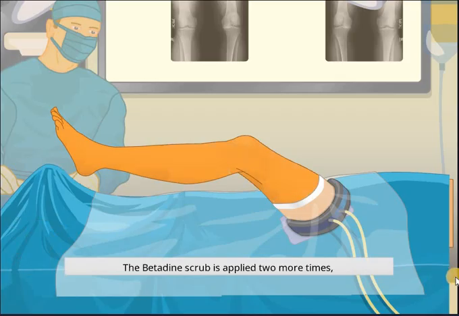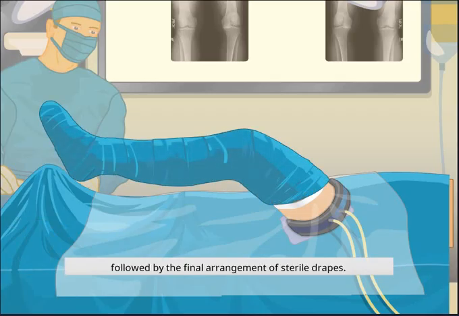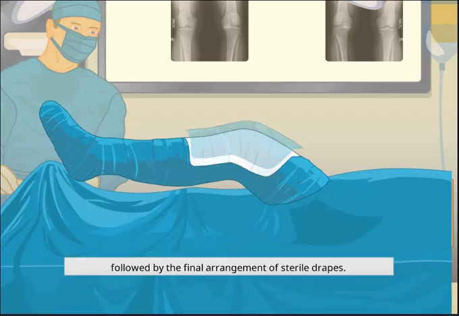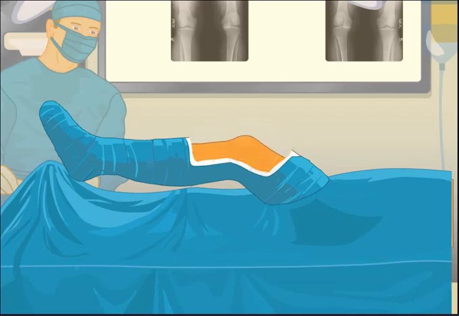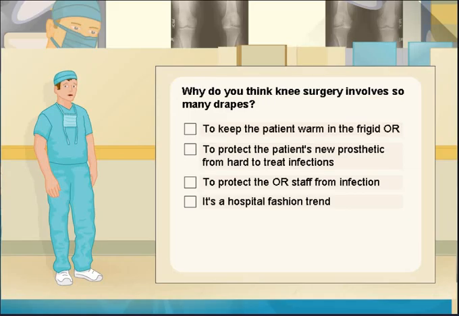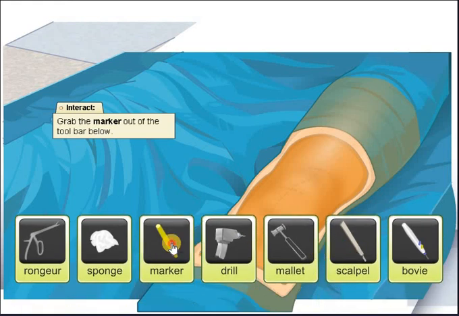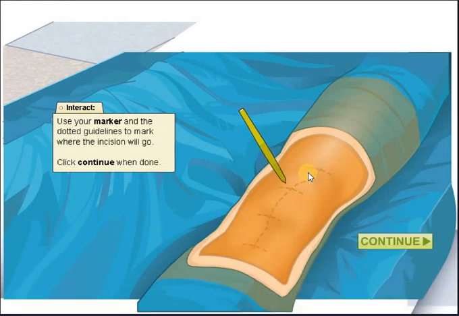The betadine scrub is applied 2 more times, followed by the final arrangement of sterile drapes. Why do you think knee surgery involves so many drapes? Good work. Use the sterile marker to draw the location for our incision, and don't forget to mark the perpendicular lines too. Typically, the incision line is 6 to 7 inches long.